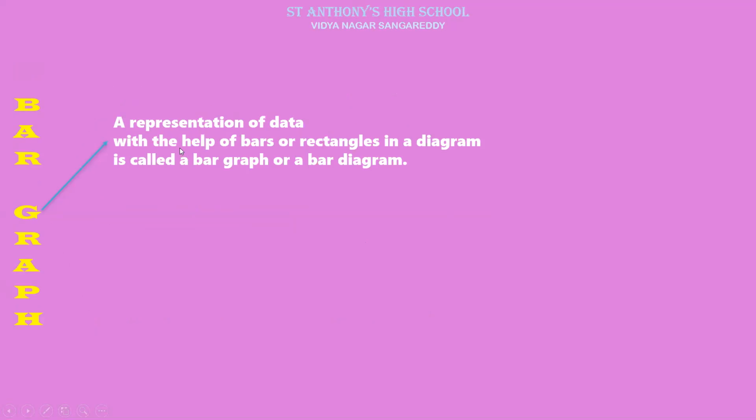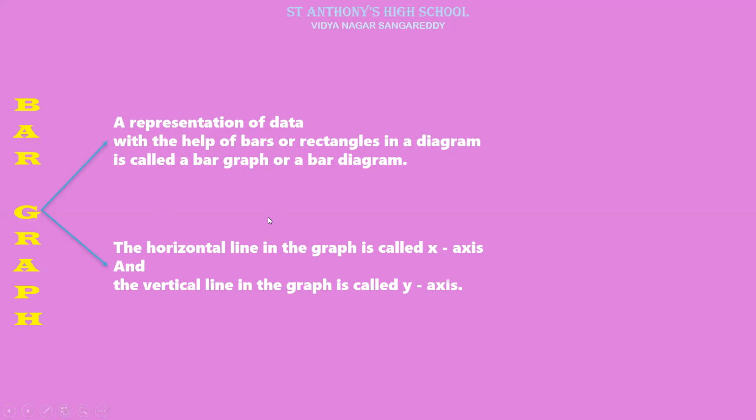Next type is bar graphs. What is the meaning of bar graph? Let's have a look. The representation of data with the help of bars or rectangles in a diagram is called a bar graph. In the previous type, pictographs, we represented the data by pictures. Here we are representing the data by drawing bars or rectangles.